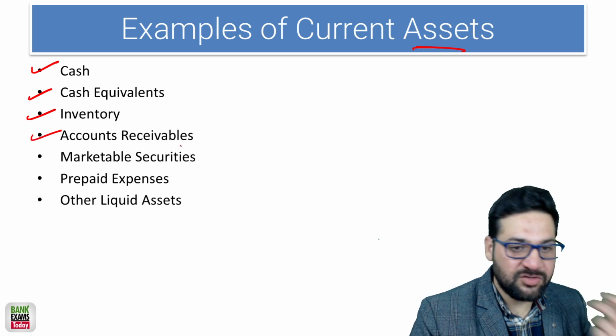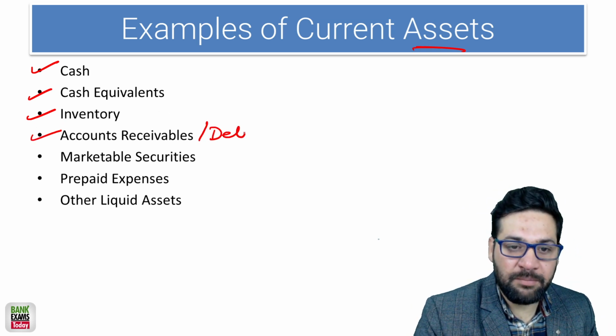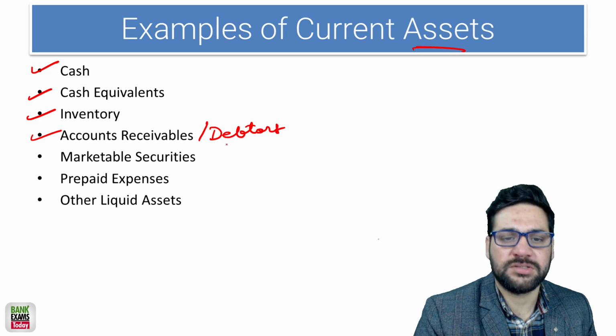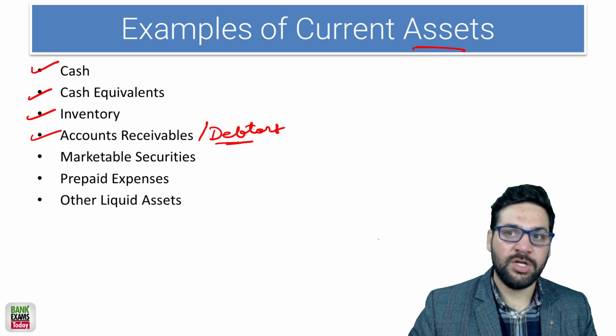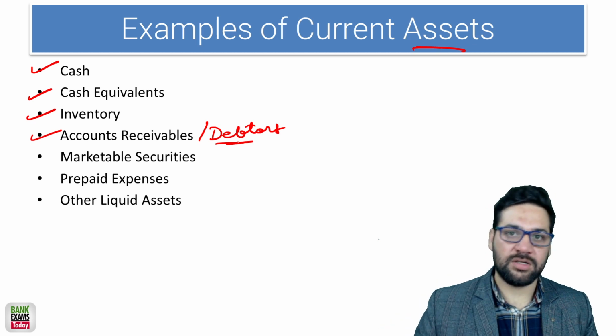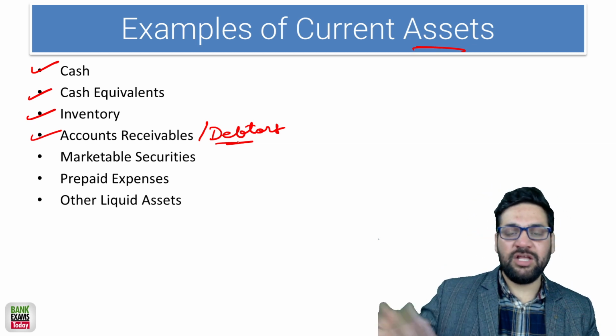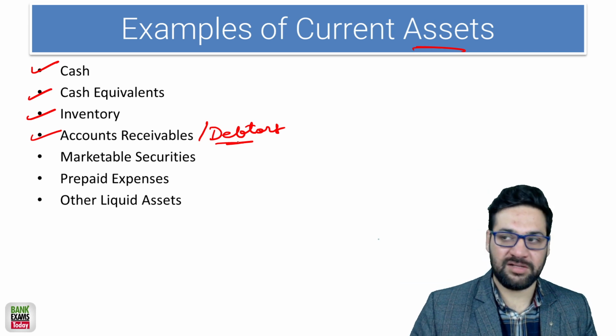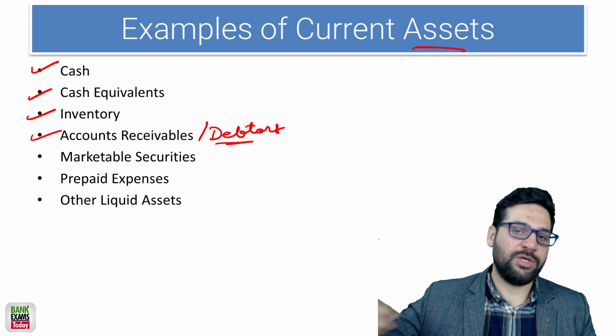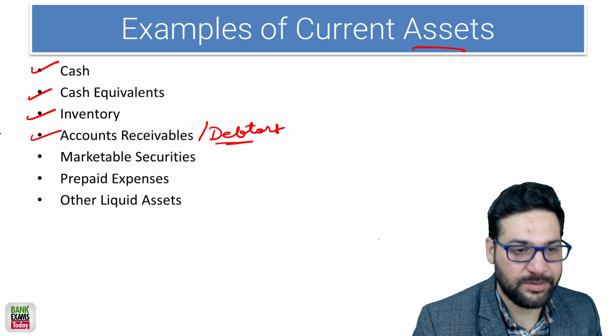Account receivable, it is also known as the debtors. The amount that your debtors owe you, your customers owe you. You sold the products to your customers, they didn't pay you back. They haven't given you the money. So you are waiting for your payments from them. So that is debtors. They are going to pay you within 15 days. They are going to pay you within 30 days. So that is account receivable.